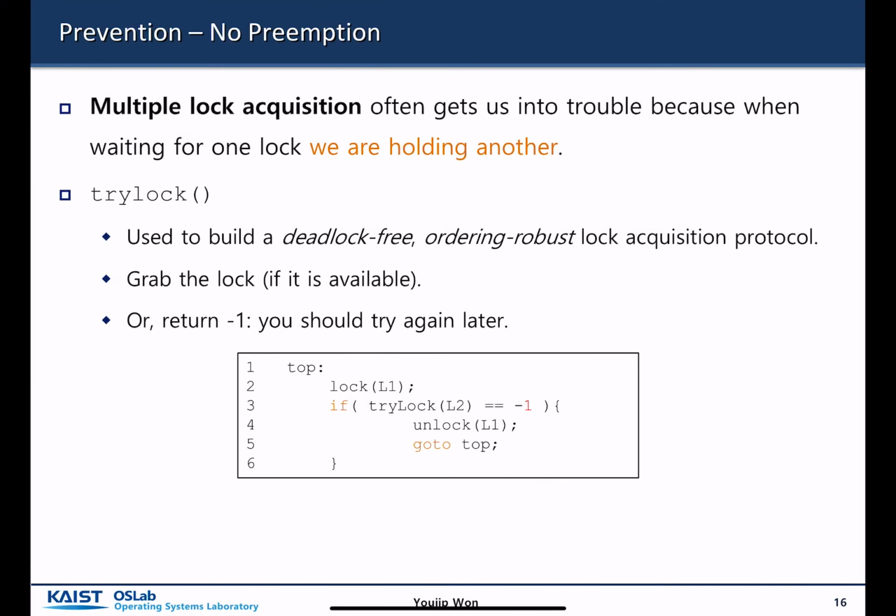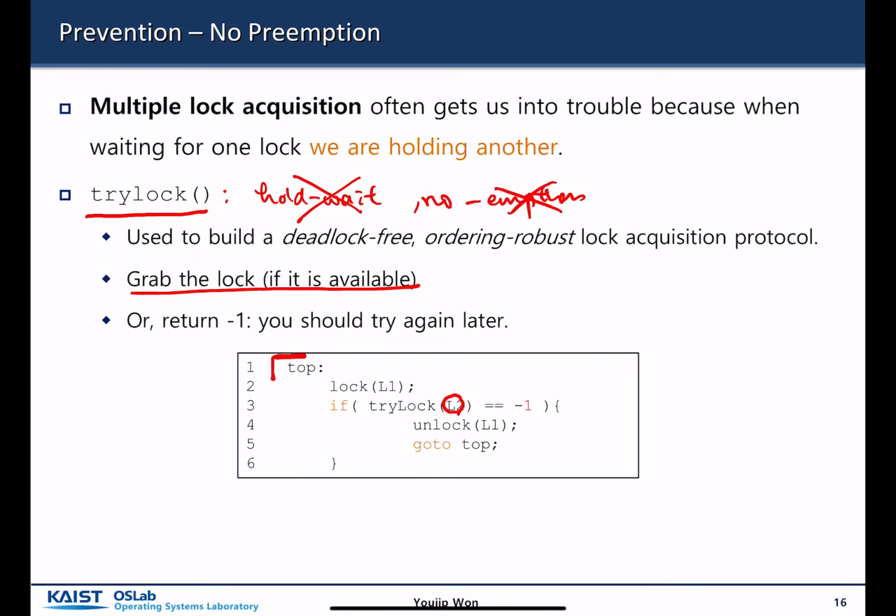Another approach to prevent deadlock is using try-lock. Try-lock makes hold and wait not happen, and at the same time it's very similar to making non-preemption not happen. In try-lock, it first grabs the lock if it is available. Then it tries to acquire a second one, and if that is not available, then it unlocks the first lock immediately and then goes back to lock. So this is the flow of the code.